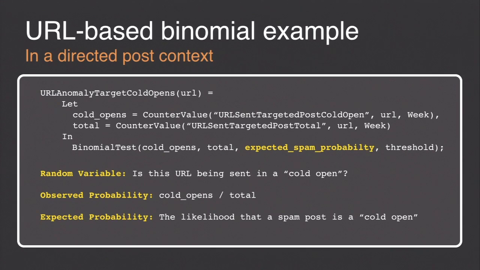This slide is actually a little bit backwards because the likelihood you want to use here is not that the spam post is a cold open, but that a cold open post is spam. And this is something you can pick yourself. We pick what we imagine a spam distribution might look like, and block, as opposed to picking what the real distribution is and whitelisting, because it's easier to wrap your head around that.